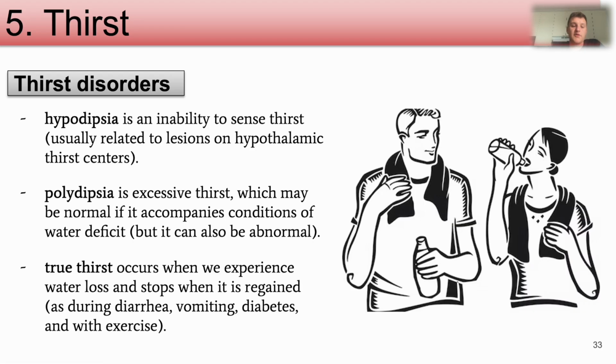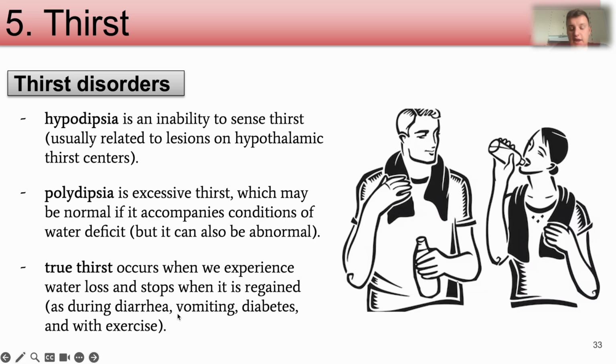And so some thirst disorders, right? We have hypodipsia. That's an inability to sense thirst. So usually related to lesions on the hypothalamic thirst centers. Polydipsia is excessive thirst, which may be normal if it accompanies conditions where you actually have water deficiencies, but it could also be abnormal. So true thirst occurs when we experience water loss and stops when it is regained, right?